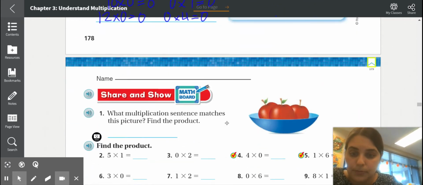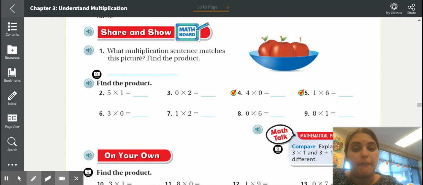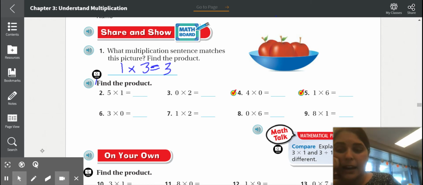Okay, turn the page. What multiplication sentence matches this picture? Find the product. So look at this picture. There's one bowl and 3 apples. So the bowl would be the group. So there's one group times 1, 2, 3 apples equals how many apples? 3. So here's our example. Any number times 1 equals that number. Okay, let's practice now.